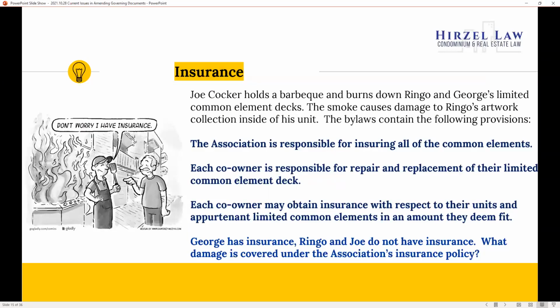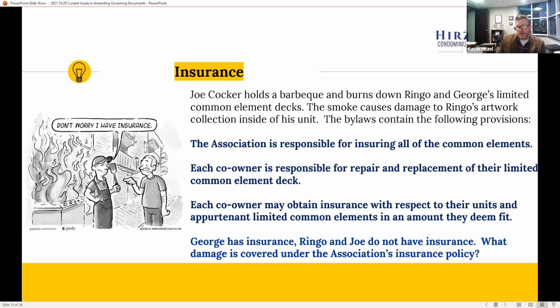All right, just to highlight the significance of the maintenance concept, although with a bit of a twist focusing on insurance. Here we have an example: an individual, Joe Cocker. He's got a unit, he holds a barbecue, and he burns down Ringo and George's limited common element decks and causes damage to, we'll say, Ringo's priceless art collection within his unit.